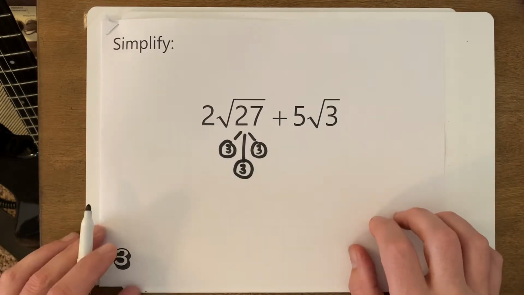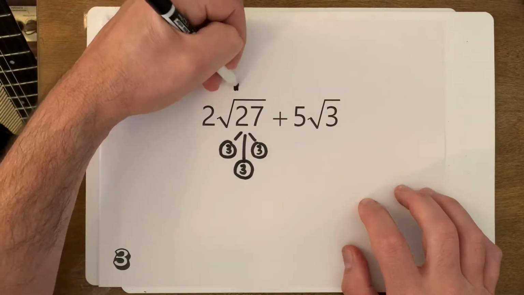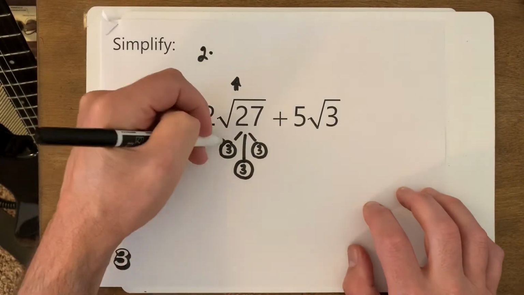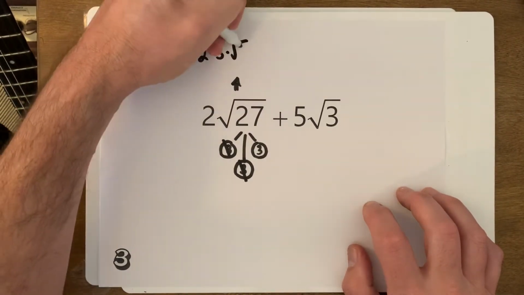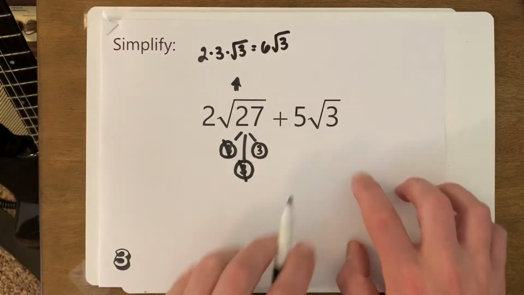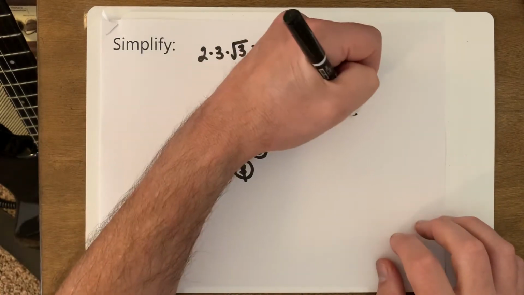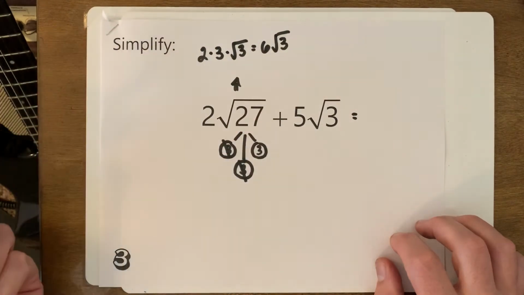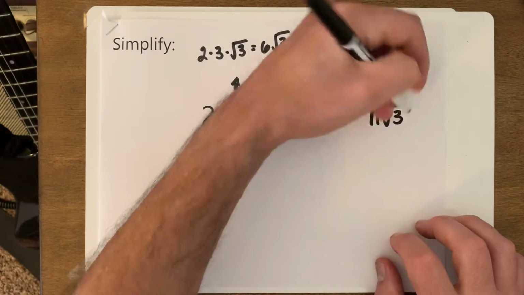Now here's the interesting thing. You've got this 2 sitting out here. So that 2 is gonna stay. So when I simplify this, that 2 right there has to stay in front. I've got a pair of 3s, and I have this extra 3, and then that's gonna give me 6√3. The 5√3 is already simplified. I can't really simplify that anymore. So what I really have then is 6√3 from this, and another 5√3 would give me 11√3. Okay.